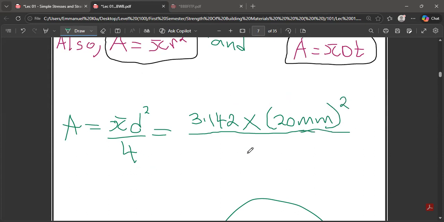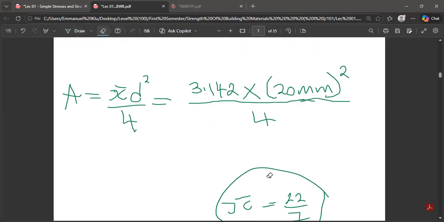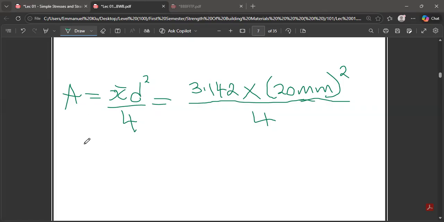So now I can bring the 4. So finally, what do you think is going to happen? If you punch this on the calculator, can we all quickly punch this on the calculator and tell me the answer?